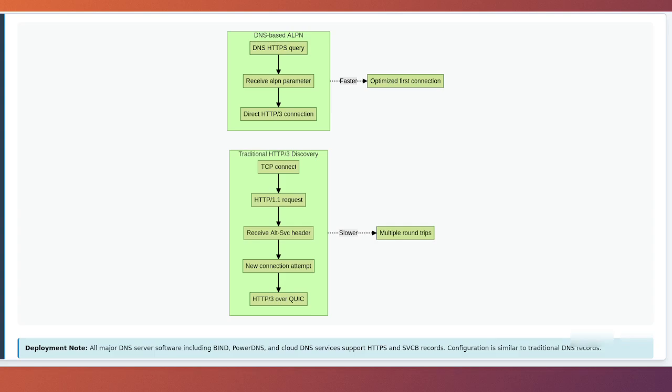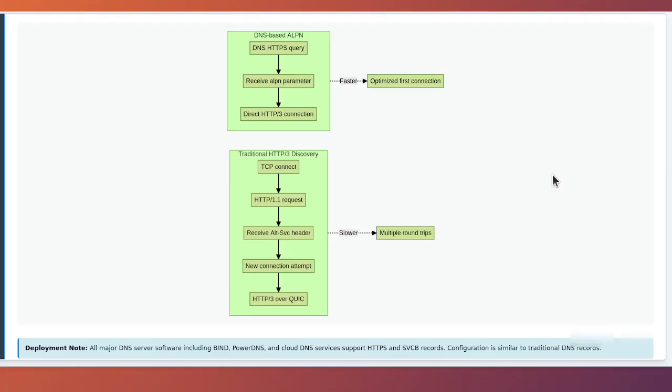Google Cloud Platform and other major cloud providers are implementing support for these records in their load balancing services. The key to successful deployment is proper DNS infrastructure. Your authoritative DNS servers must support HTTPS and SVCB record types, which all modern DNS server software, like BIND, PowerDNS, and cloud-based DNS services, now support. The records themselves can be configured through zone files or management APIs, just like any other DNS record type. However, there are deployment considerations to keep in mind. First, DNS caching behavior means that changes to HTTPS records may take time to propagate. This is controlled by the TTL values you set.